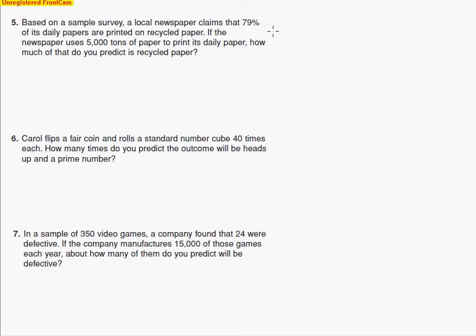We need to write this number right here as a fraction. So how do we write a percent as a fraction? Well, a percent is just a number over 100. So I can rewrite that 79% as 79 over 100. And now I'm going to set it equal to another fraction, and the other fraction is going to have a denominator of 5,000 tons, because that is the total amount of newspaper that's used to print the daily paper. So this is a total, so that's why it goes on the bottom.